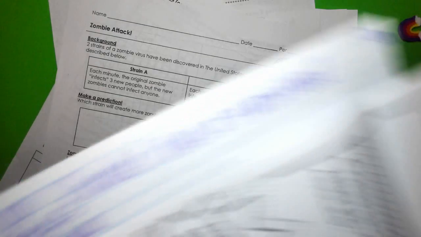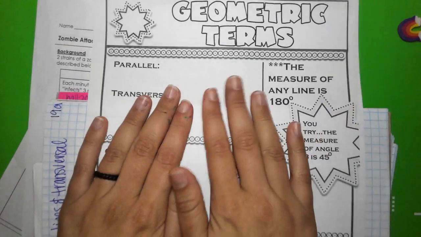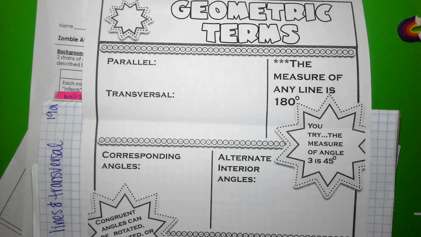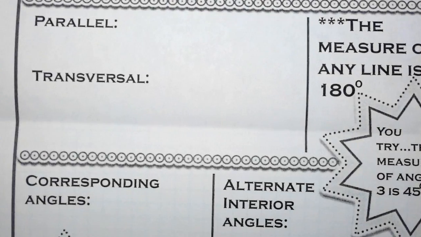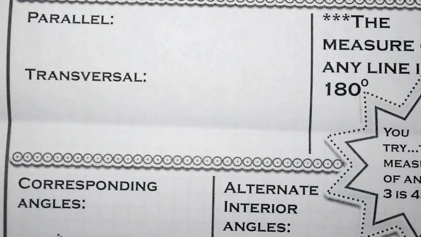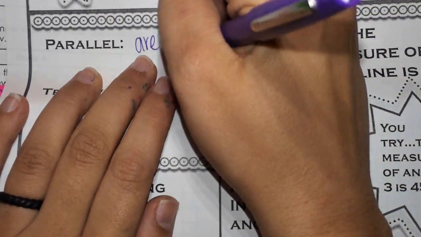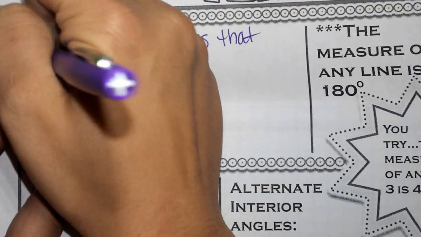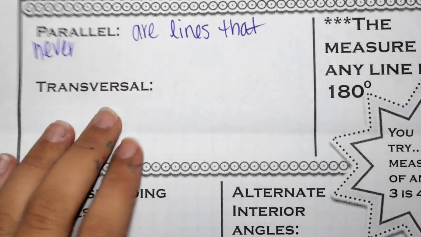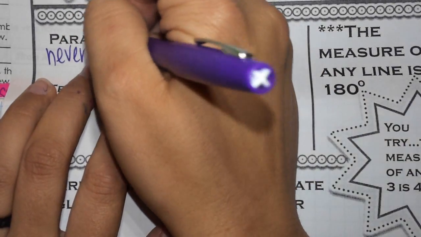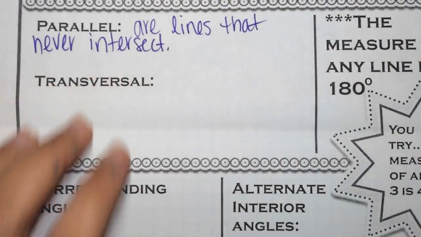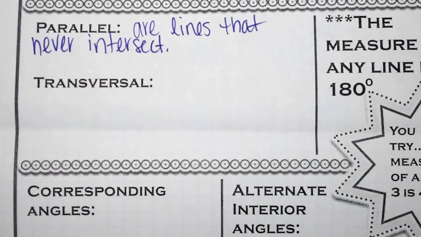So what we're going to be doing today is we're going to talk about parallel lines and a transversal. Now, hopefully you've heard of parallel lines before. Can anybody tell me something about parallel lines? They never cross. Does anybody know anything about their slope? All right, so parallel lines are lines that never intersect.